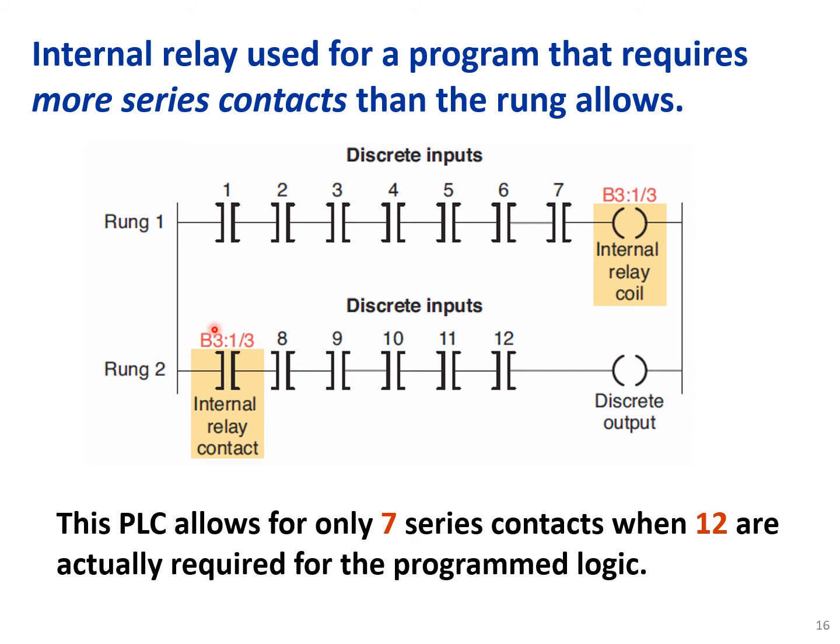It has the same address of B3/13 as the coil. So when these 7 contacts are true, then the internal relay coil will be true. This contact will be true, and we'll go to check other contacts from 8 to 12. And then finally, if these are true, then the discrete output, which is a real field device, will be true and energized. This PLC allows for only 7 series contacts when 12 are actually required for the programmed logic.